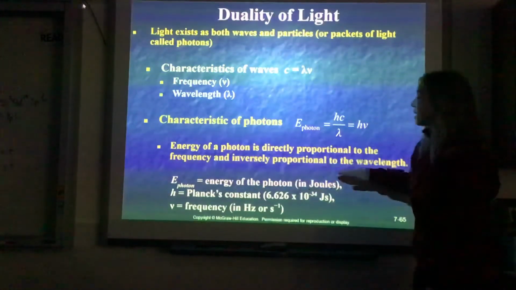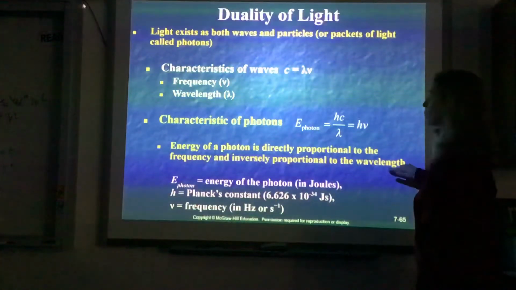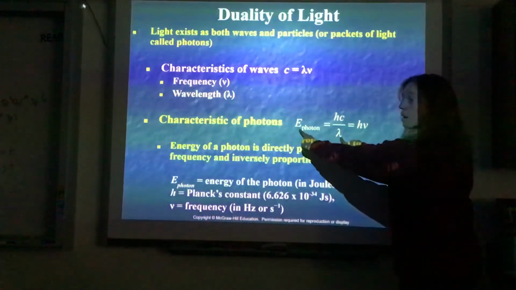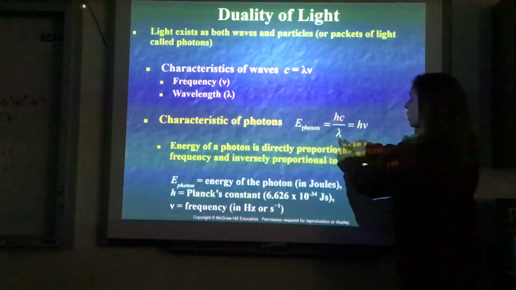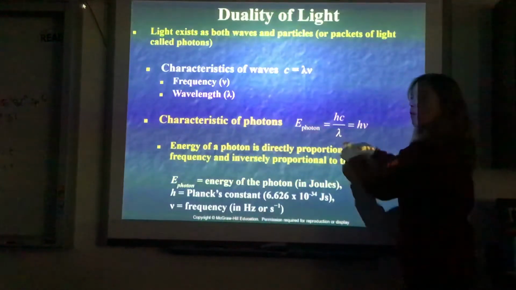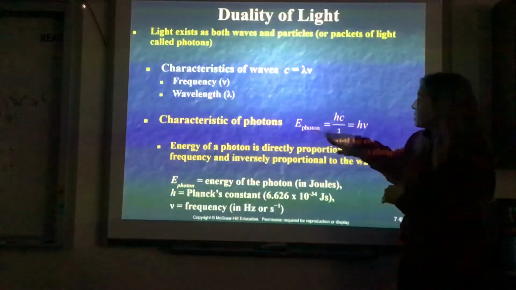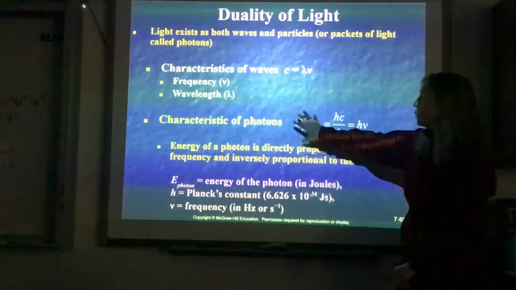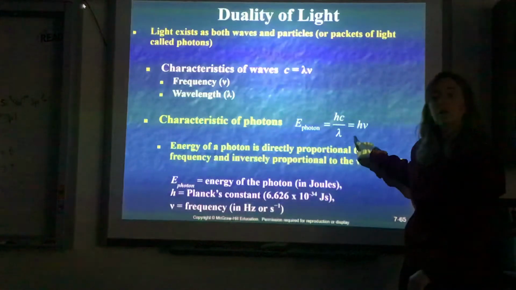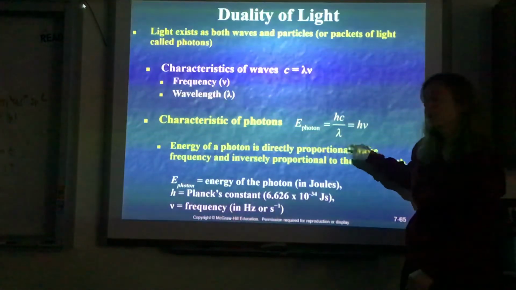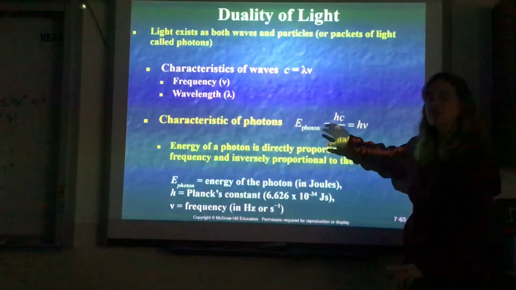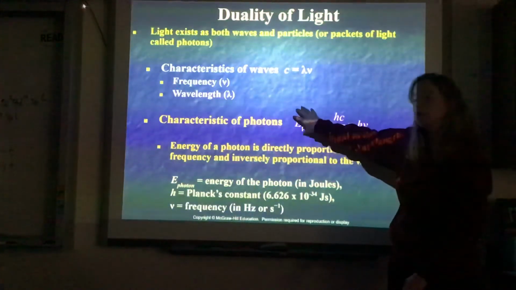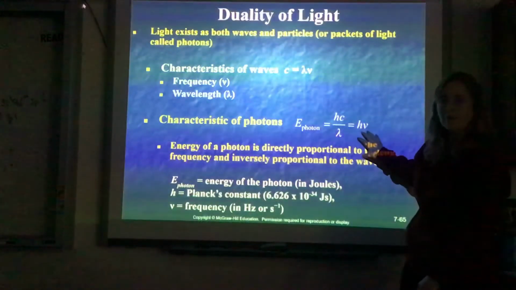But the energy is inversely proportional to the wavelength because they are not the same. The energy is in the numerator and the wavelength is in the denominator. When you have that situation, that makes these two variables inversely related, meaning they're opposite. So if you have a high energy, you're going to have a short wavelength. If you have a low energy, you're going to have a long wavelength, okay?